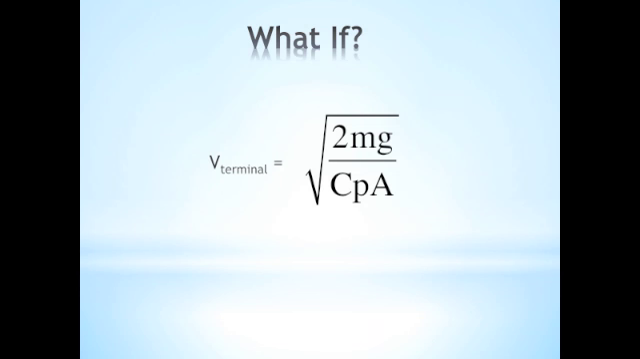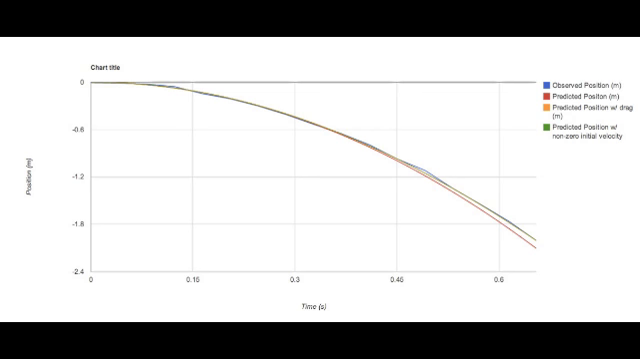When the initial velocity is changed from 0 to 100 and the code is run, the object's position at 0.655 seconds does not change. In this graph, the green line represents the object at an initial velocity of 100, with the blue line being the observed position and the predicted position with drag in orange. As you can see, the green and orange lines lie exactly on top of each other, proving that there is no difference in the terminal velocity.